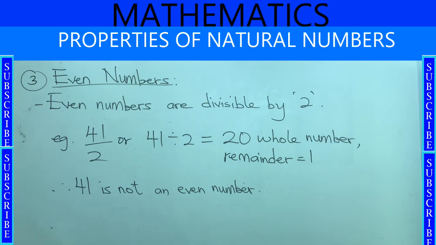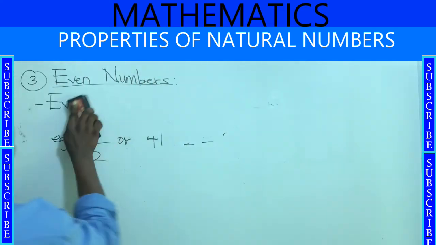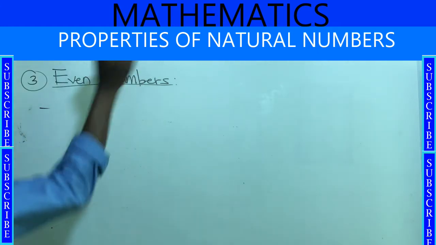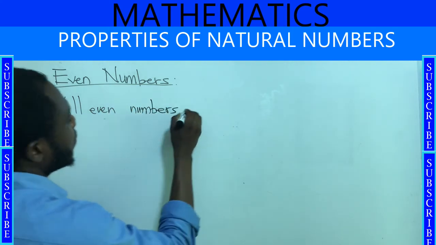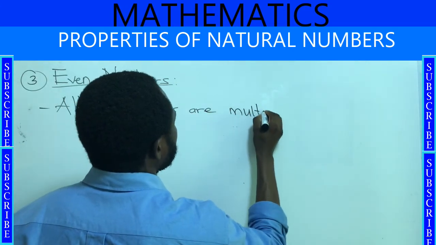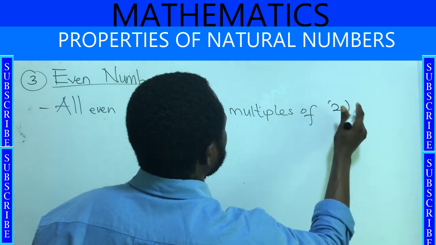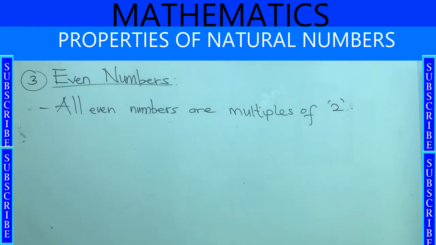Even numbers are divisible by 2. So now let's take a look at how even numbers are also multiples of 2. All even numbers are multiples of 2. When you are writing down the multiples of 2, you begin from the number 2. You begin by writing down 2. And then the next even number will be obtained by adding 2 to the previous even number, because all even numbers are multiples of 2.